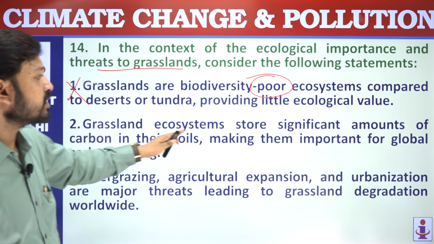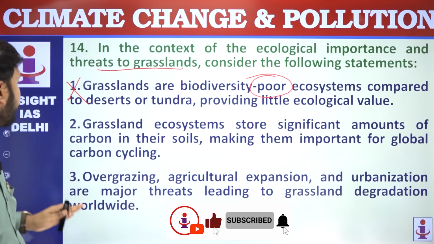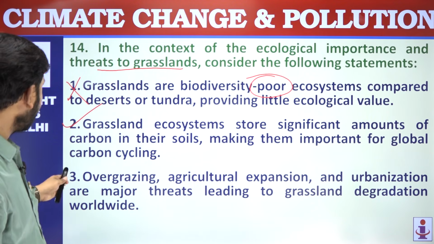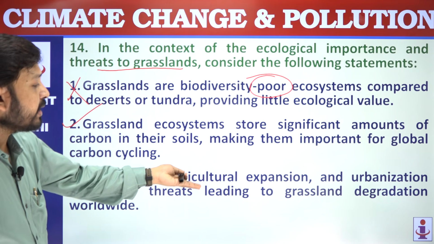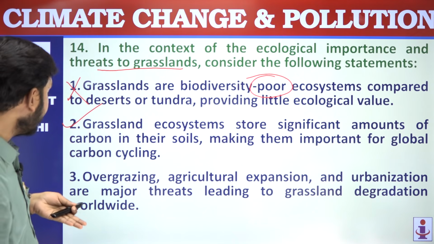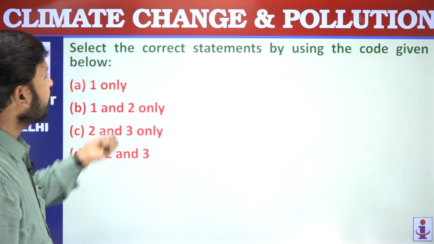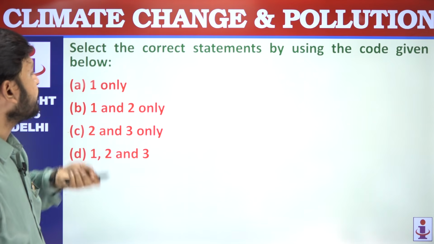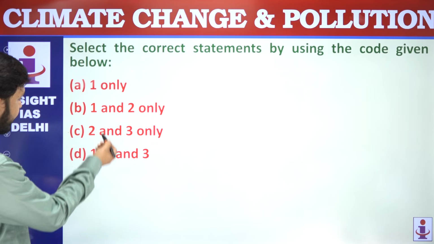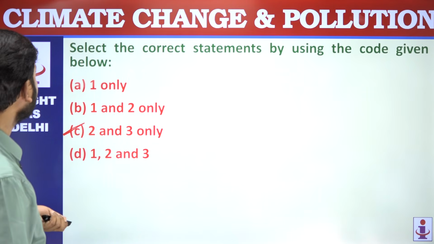They are one of the highest biodiversity areas. So this is the wrong statement. Next one, grassland ecosystems store a significant amount of carbon in their soil, making them important for the global carbon cycle. Yes, this is the right statement. And next one, overgrazing, agricultural expansion and urbanization are major threats leading to grassland degradation worldwide. Yes, this is also the right statement. So they are asking for correct statements. 2 and 3 are correct and the first one is wrong. So 2 and 3 are there in option C, so option C will be the right answer for us. Let's go to the next one.